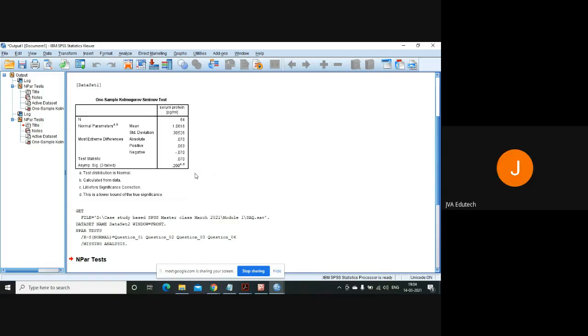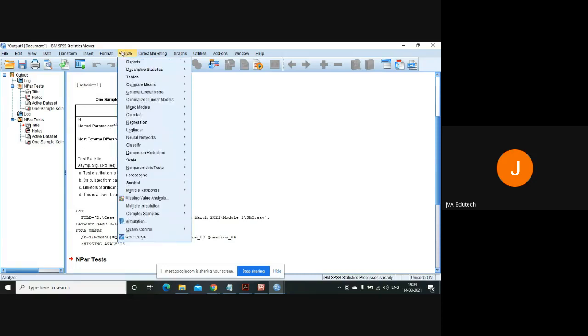Yes, sir. Okay. So simply look at this p-value. If it is more than 0.05, then your test distribution is normal. Else it is not. Now, second statistical method is Shapiro-Wilk, and along with it, I will do the graphical method also.